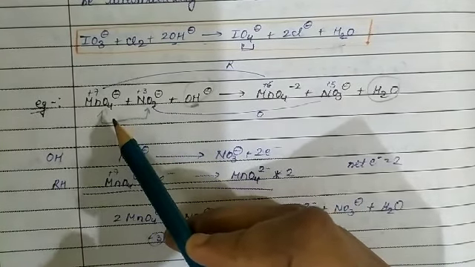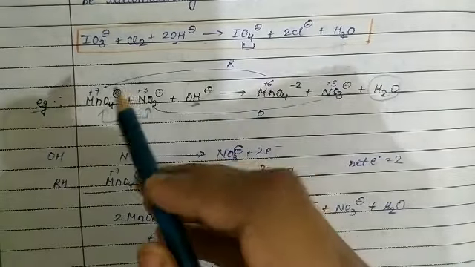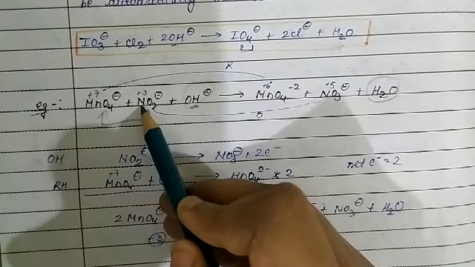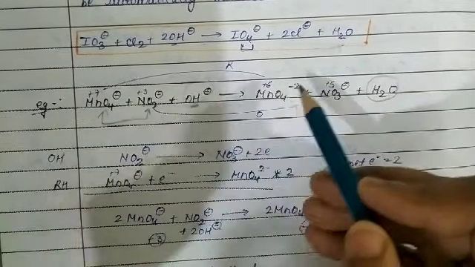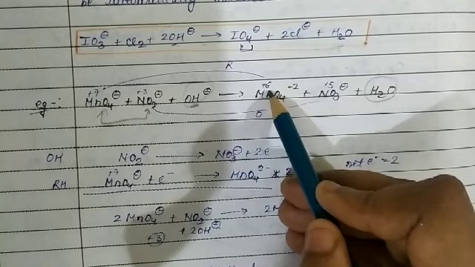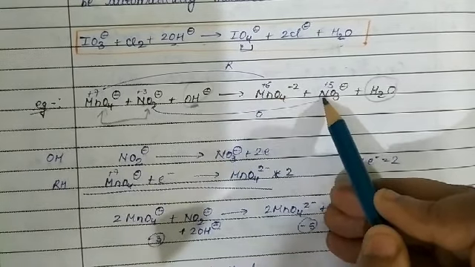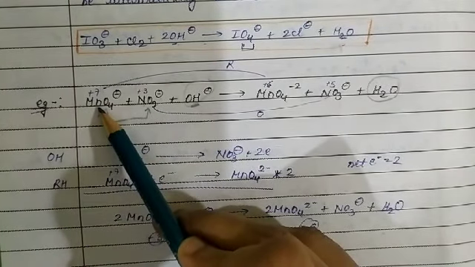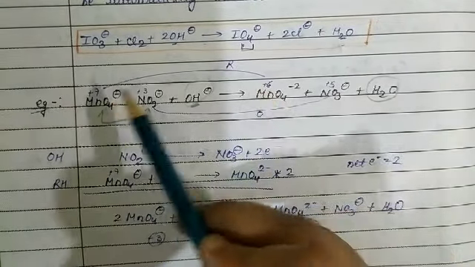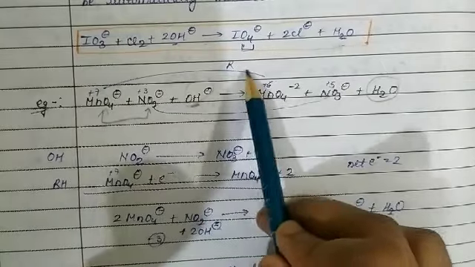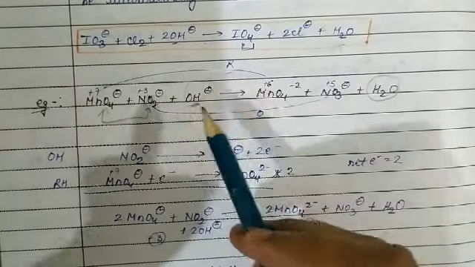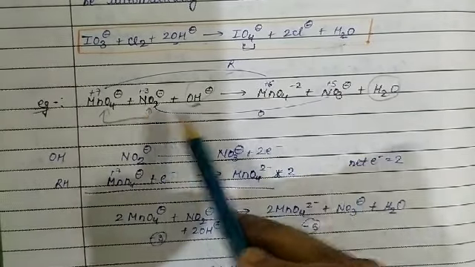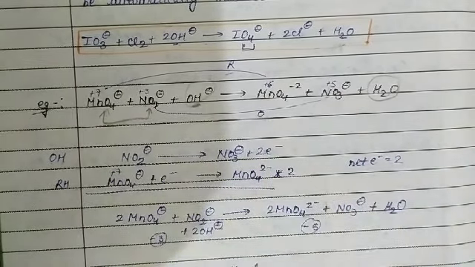First calculate the oxidation number of each atom. The oxidation number of manganese is +7. The oxidation state of nitrogen is +3. The oxidation state of manganese is +6, and the oxidation state of nitrogen is +5. Now, the oxidation number of manganese changes from +7 to +6, which means a decrease in oxidation number, so reduction. The oxidation state of nitrogen changes from +3 to +5, which means an increase in oxidation number, so oxidation.